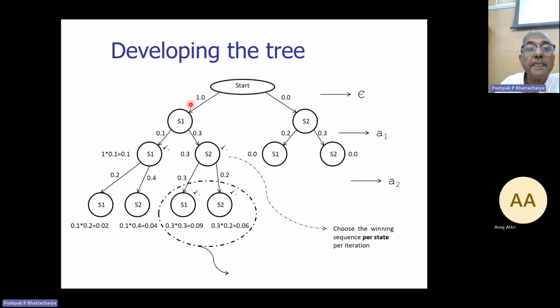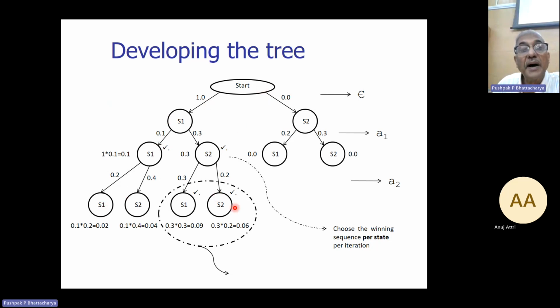So you can see here, out of these 2 paths ending in S1, this path has the probability 0.01, the other path is 0.02. So this path S1, S2, S1 will be retained. The path S1, S1, S1 will be killed off.